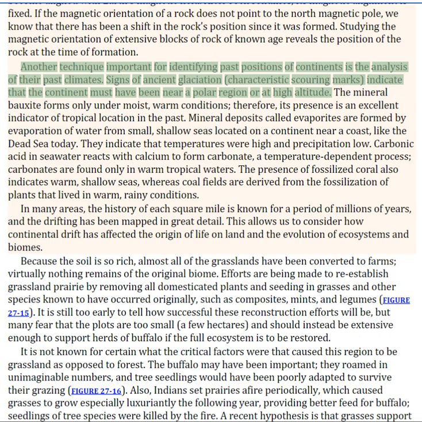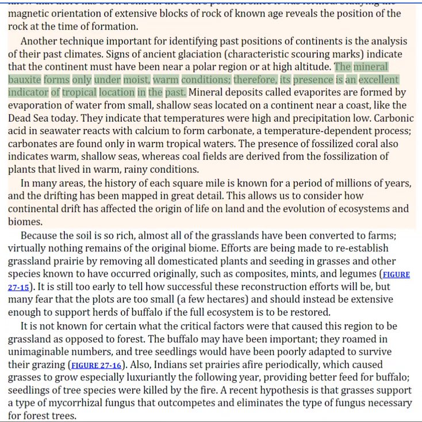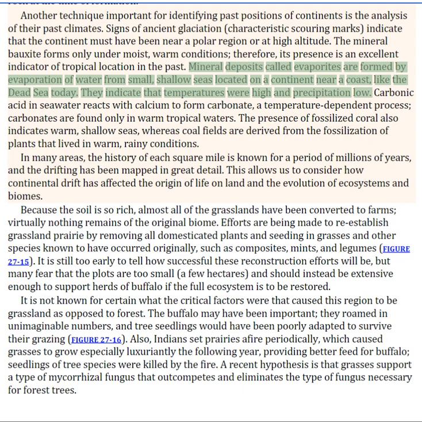Another technique important for identifying past positions of continents is the analysis of their past climates. Signs of ancient glaciation indicate that the continent must have been near a polar region or at high altitude. The mineral bauxite forms only under moist, warm conditions, therefore, its presence is an excellent indicator of tropical location in the past. Mineral deposits called evaporites are formed by evaporation of water from small, shallow seas located on a continent near a coast, like the Dead Sea today. They indicate that temperatures were high and precipitation low.